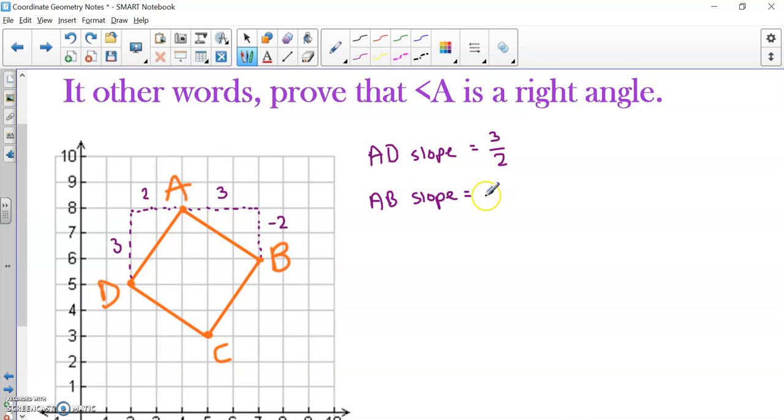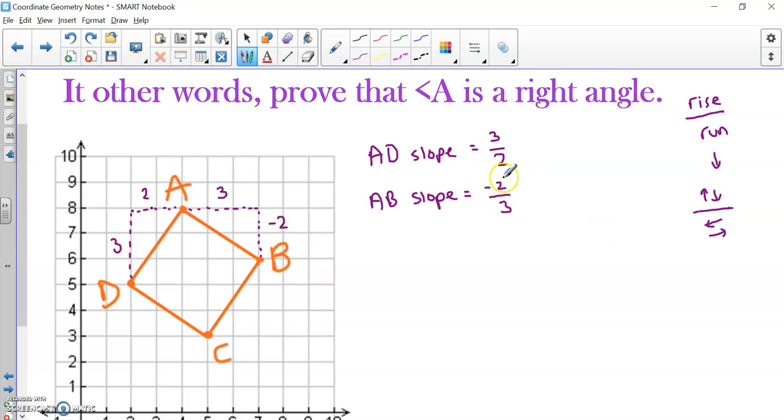The slope of AB is going to be -2/3 because -2 is the rise, 3 is the run. Remember, it's always rise over run. And what I mean by that, by the way, is the up and down movement represents the rise, whereas the left and right movement represents the run. So maybe this is a helpful visual for you.